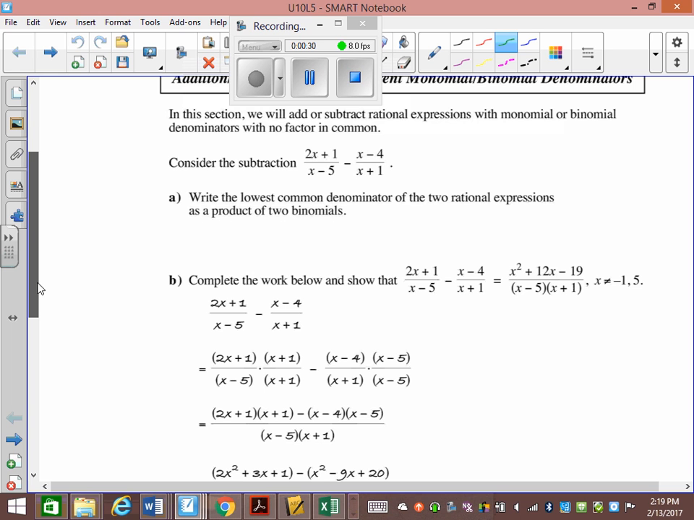So pay attention. If I had x on the denominator of one, and I had an x plus 5 on the denominator of the other one. Oh, good. My computer's being awesome.